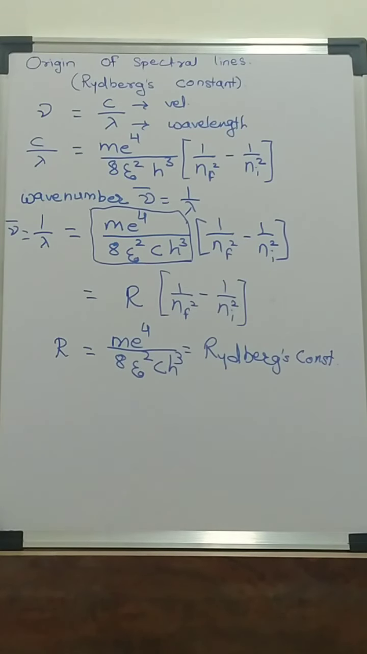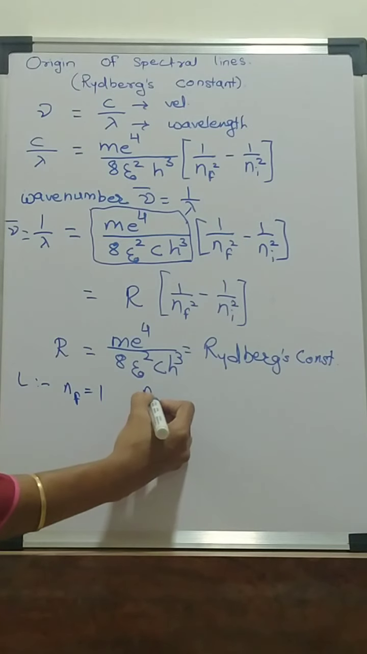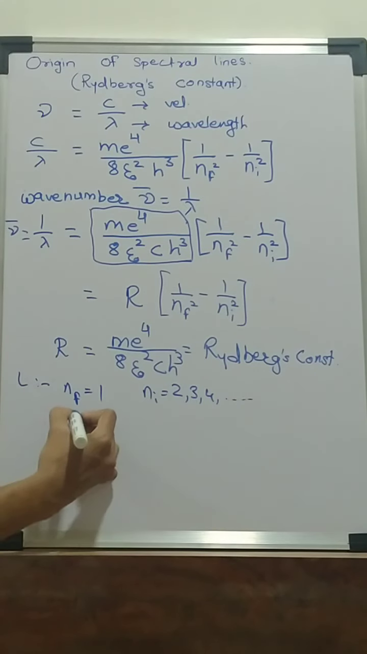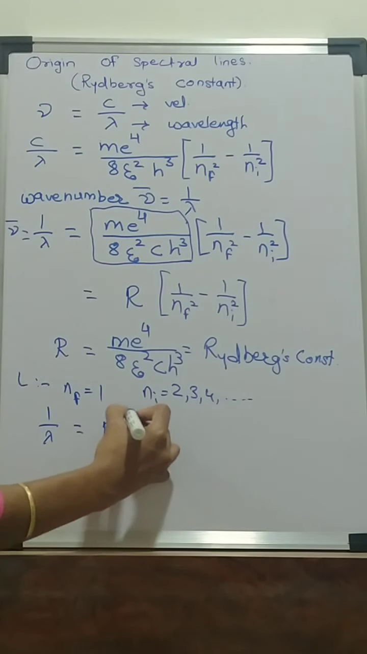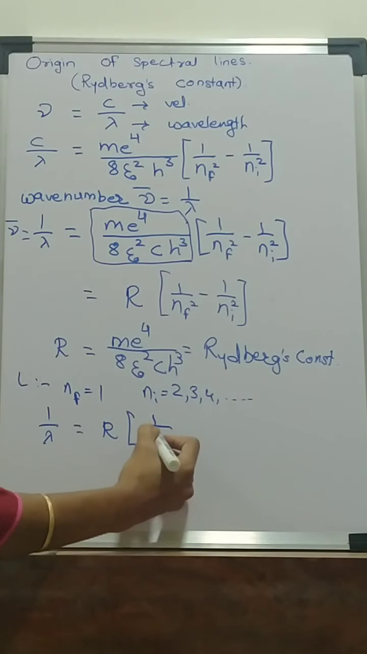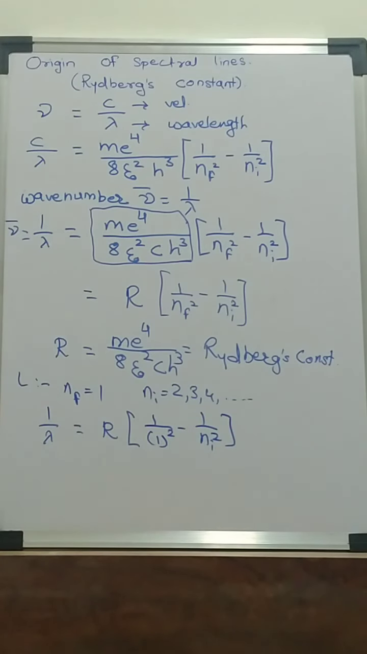If I consider hydrogen spectra, which series can we see? The first one is the Lyman series. For the Lyman series, what is nf? Nf is 1 and ni has to be greater than 1, so we will start with 2, 3, 4. And for the Lyman series, what will be the wave number? The wave number is given by R into 1 upon 1 square minus 1 upon ni square, where ni can take values 2, 3, 4.